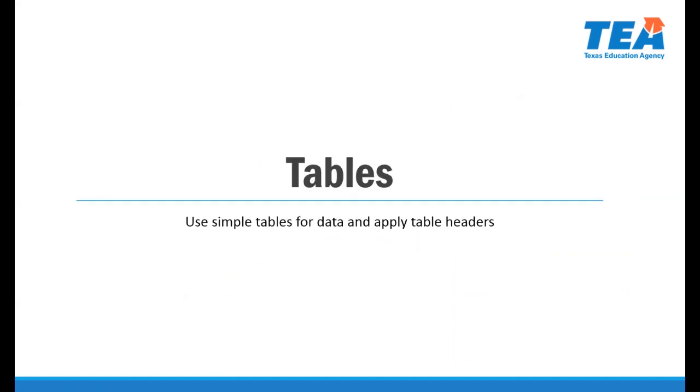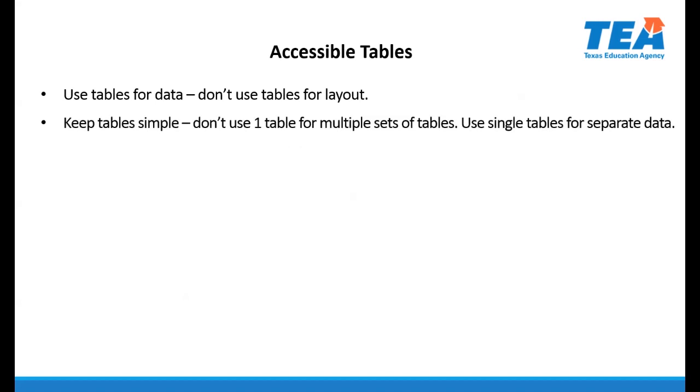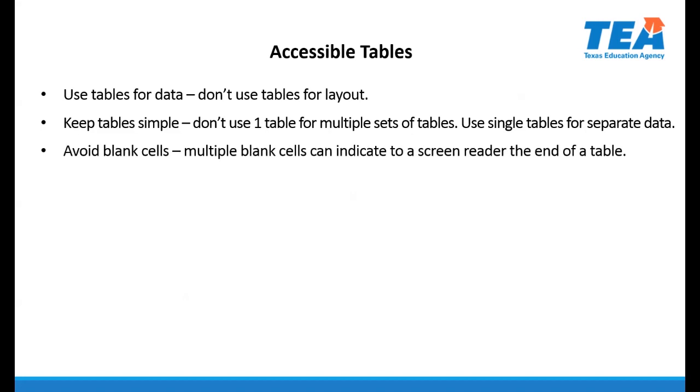Tables should be simple, used for data, and have table headers. Use tables for data. Don't use them for layout. Keep the table simple. Don't use one table for multiple sets of tables. Use one single table for separate data. Avoid blank cells. Multiple blank cells can indicate to a screen reader the table has ended.